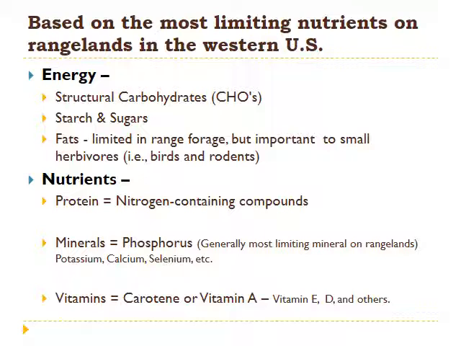Minerals can also be very important. On rangelands, we generally focus on phosphorus, and that's because phosphorus is needed in large amounts by animals, especially reproducing animals, but it's available in limited amounts. So anything that is required in large amounts and available in small amounts would be limiting, and phosphorus is one that is often limiting on rangelands.